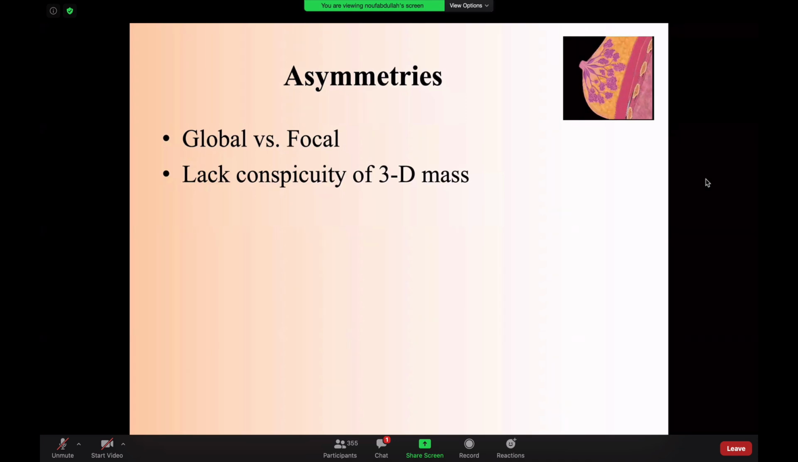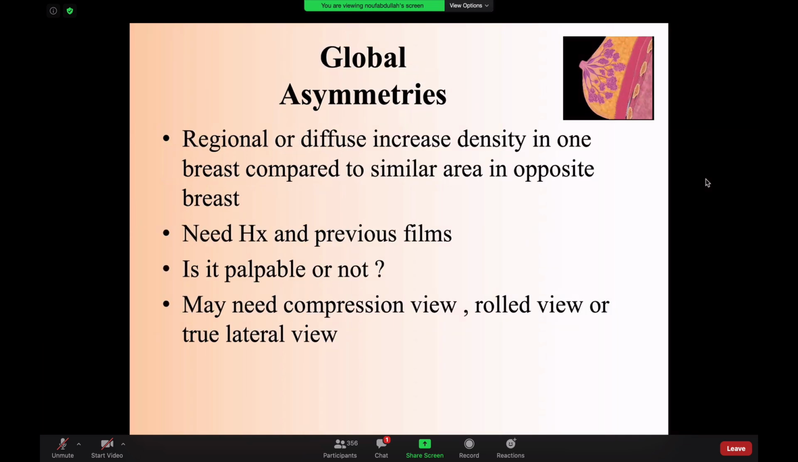We said before that a mass is usually a space-occupying lesion, so you will see convex outward margins. In cases of asymmetry, there is no margin for this lesion. It just looks like a density. Asymmetry has replaced the description of density that we used to use a long time ago. Nowadays, we don't use density anymore.